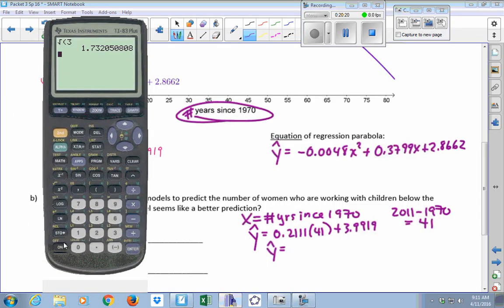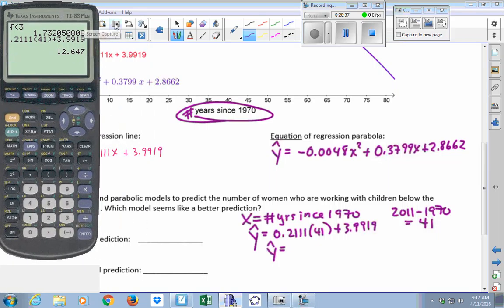Okay, so what do we have? We have 0.2111 times 41 plus 3.9919. So we have 12.647 million women in the workforce. That little symbol's for women. I'm getting lazy. Okay. Now let's use the parabolic model.